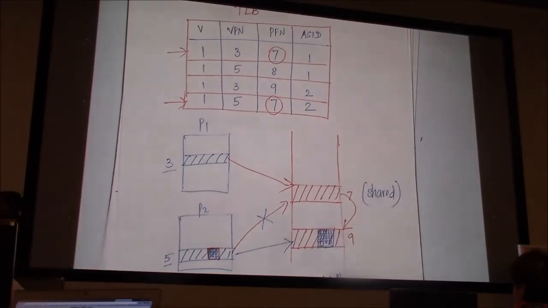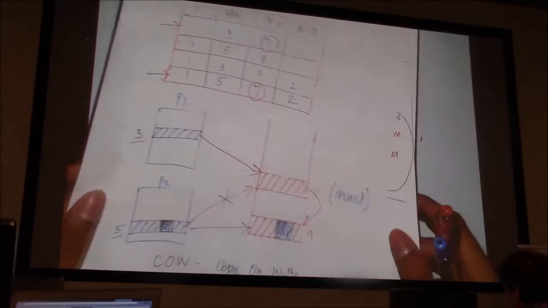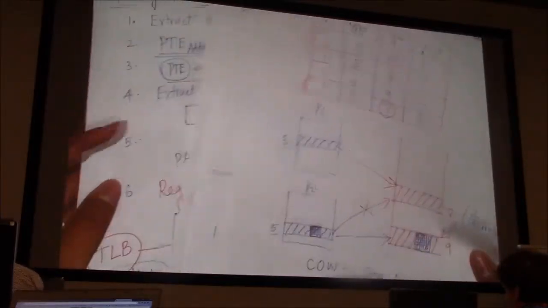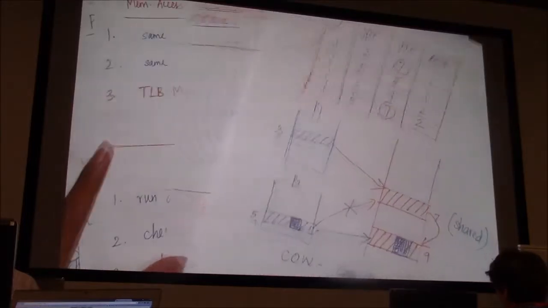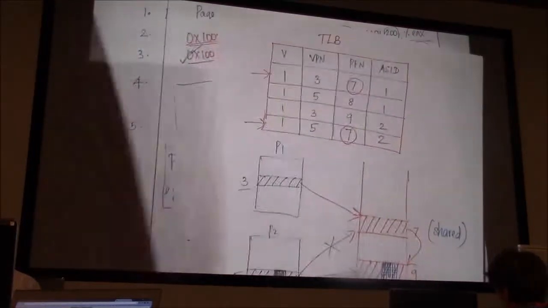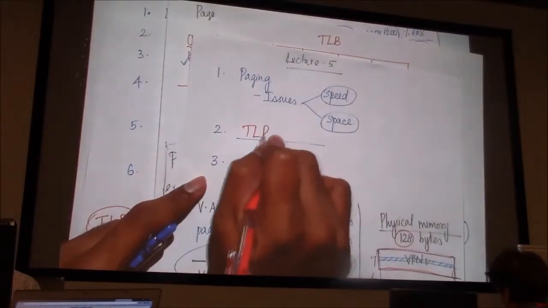Okay. And hence we have solved the problem of speed. Now paging can be much faster than what we were doing previously. Any other questions? Because next we are going to solve the next problem. So the first problem, speed, was solved using TLBs.